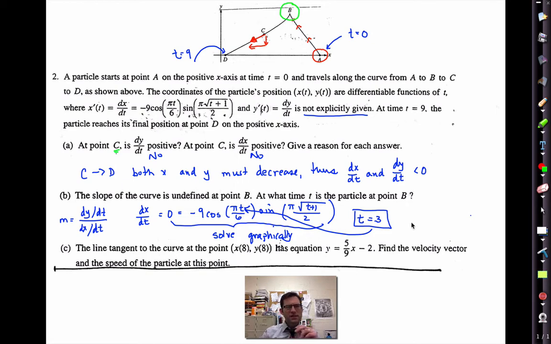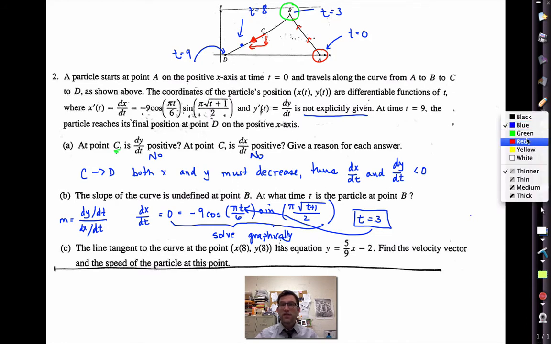Let's see. Letter C. The line tangent to the curve at the point x of 8, y of 8 has the equation y equals 5/9 x minus 2. So I don't know when that is. I do know it's somewhere between point B and point D, because this now we know is at t equals 3, that's at t equals 9, so t equals 8 might be, let's say it's right there. t equals 8.